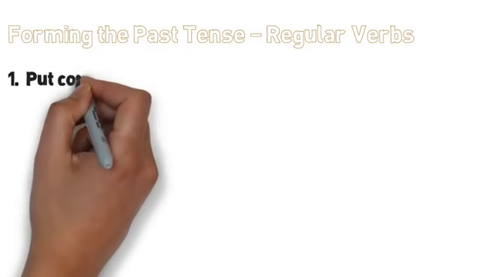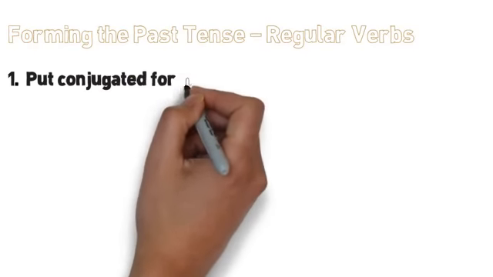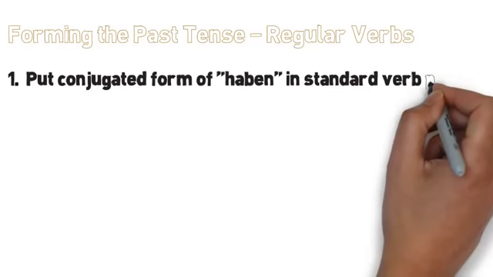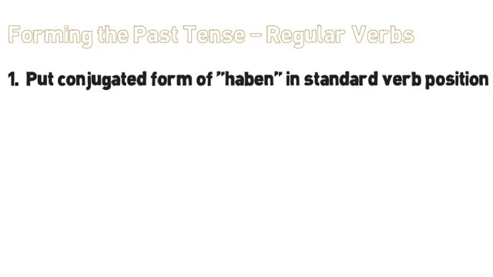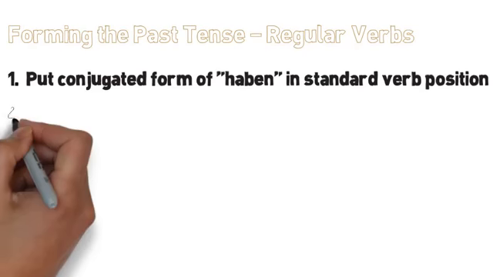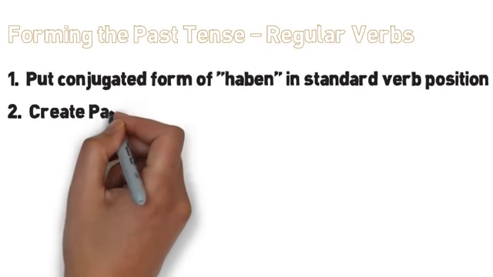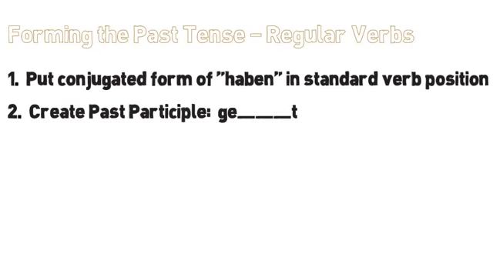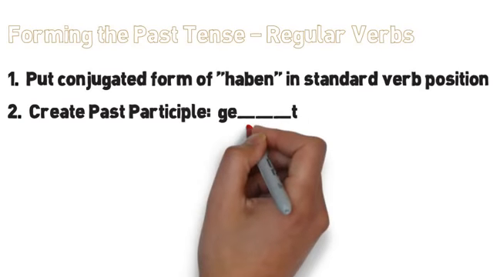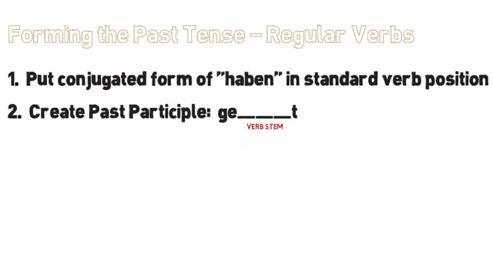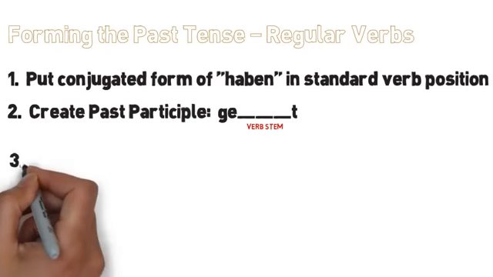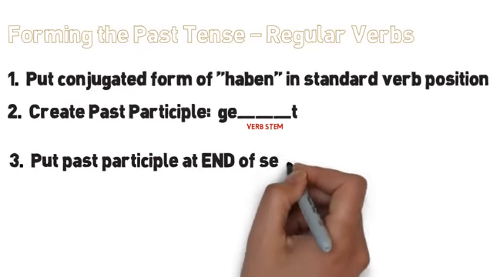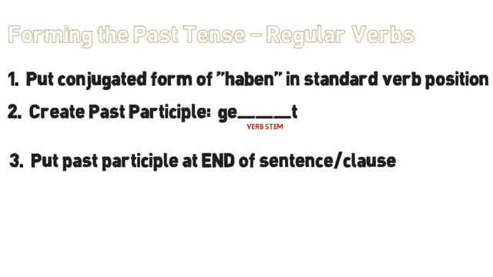Step 1 is to conjugate a form of haben for the sentence's subject, and to put this form of haben, the helping verb, in standard verb position. Step 2 is to create the past participle. This is done by adding the letters G and E to the beginning of the verb stem and the letter T to the end. Step 3 is to put the past participle at the end of its sentence or clause.